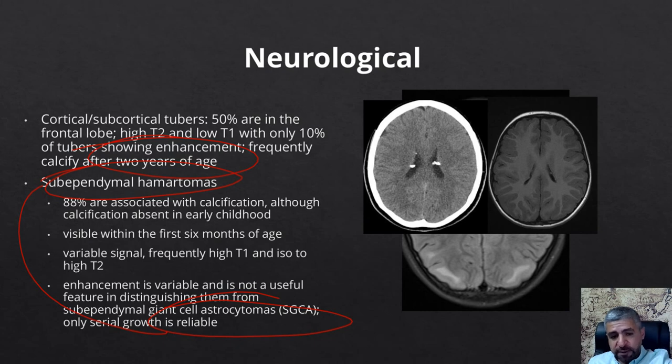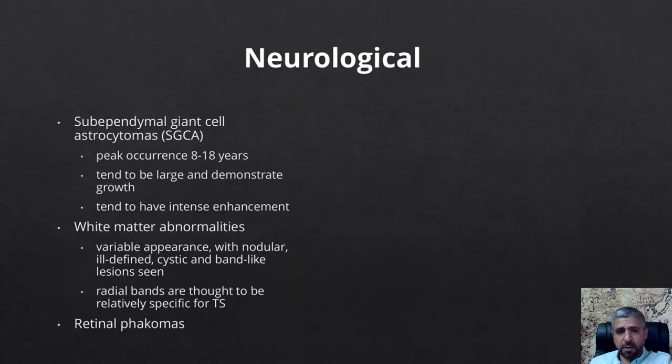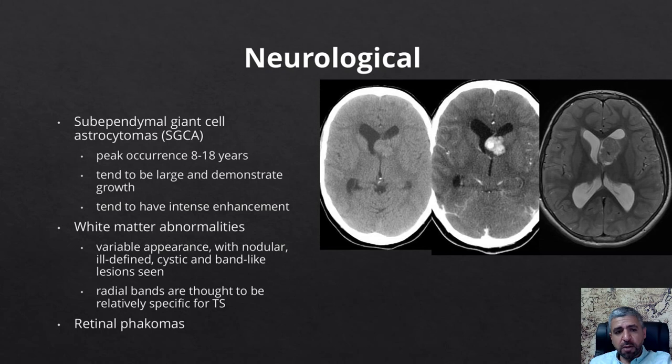So, how do we differentiate giant cell astrocytoma from subependymal hamartoma? You have to use serial growth, only serial growth. If the lesion is growing, then this is a giant cell astrocytoma. If it's not, then this is a subependymal hamartoma. So let's continue with the subependymal giant cell astrocytoma.